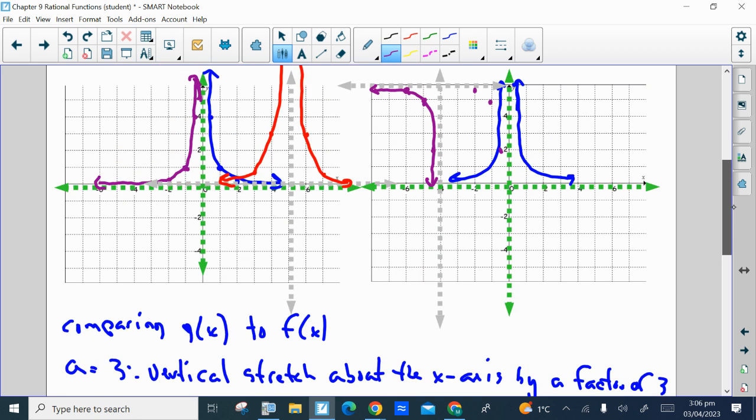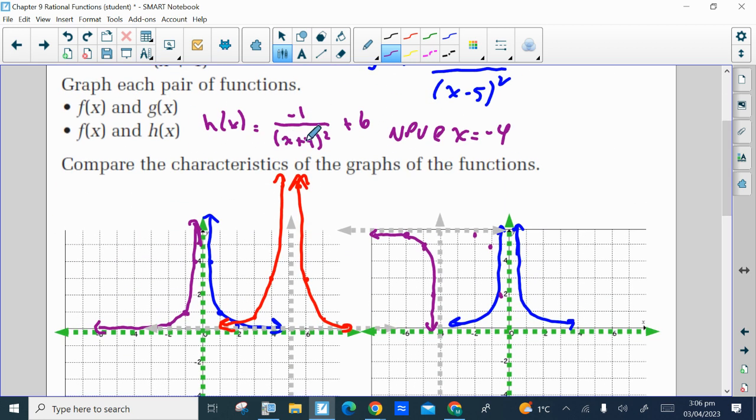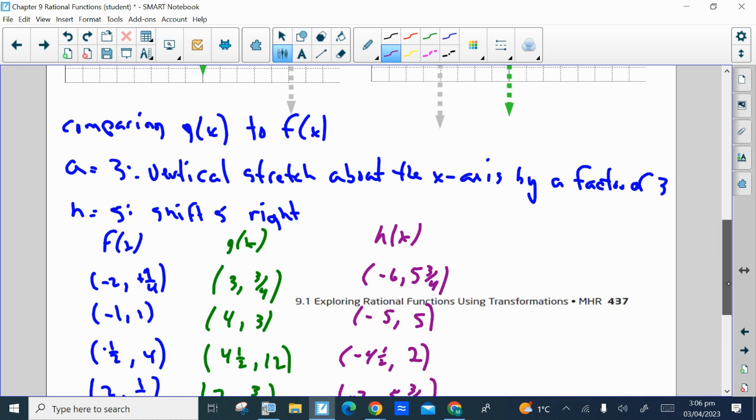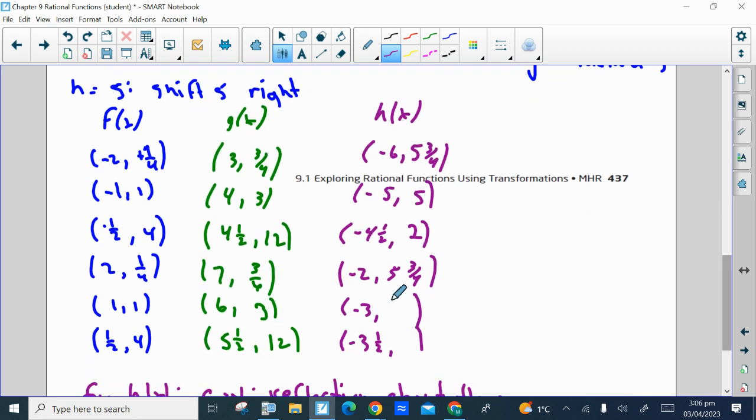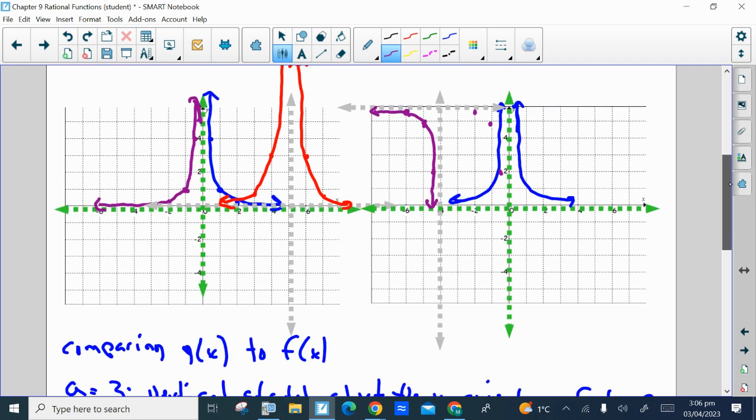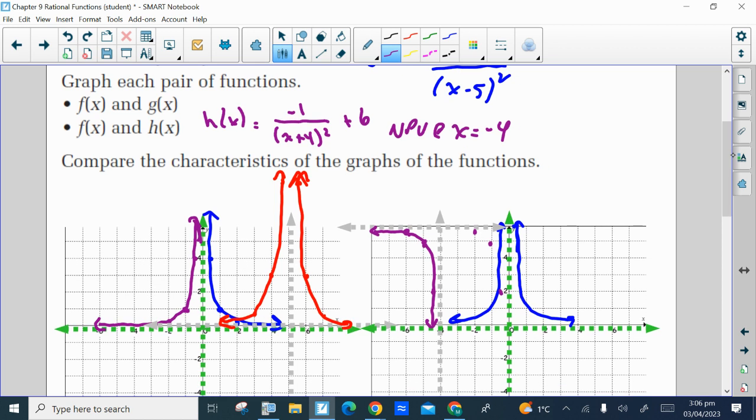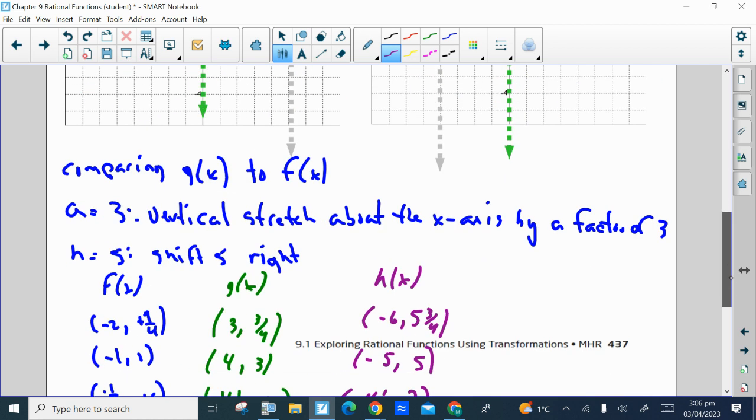When x was -3, -3 plus 4 is 1. Squared is 1. -1/1 is -1. Plus 6 is 5. And -3.5 plus 4 is 1/2. Squared is 1/4. -1 divided by 1/4 is -4. Plus 6 is 2.